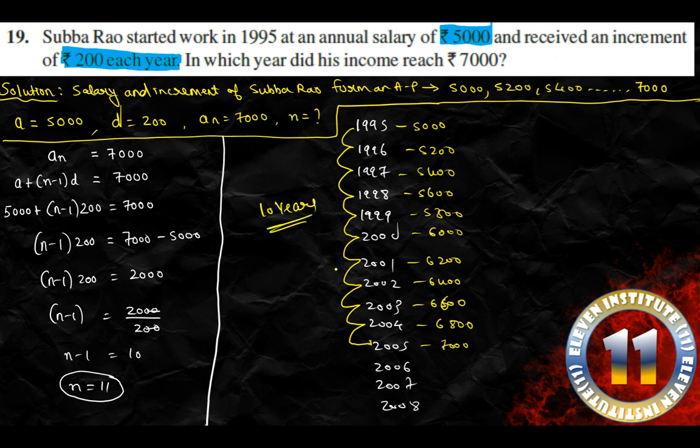But if I consider these as an arithmetic progression, this is first term, second, third, fourth, fifth, sixth, seventh, eighth, ninth, 10th, and 11th. This is 11th term.